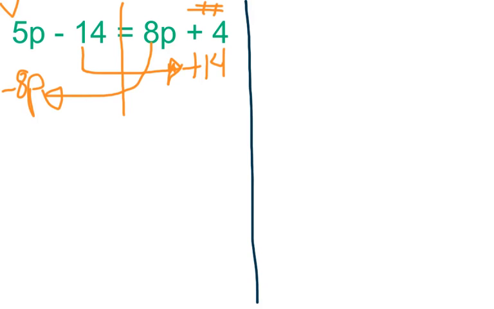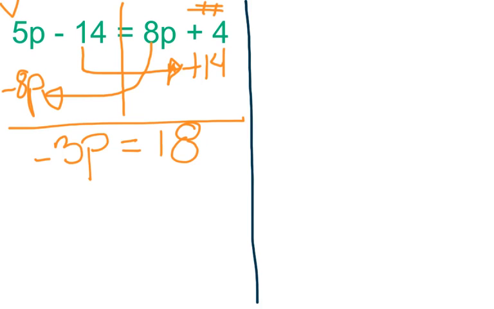And then we just combine our like terms. We cross the street, we're going to stick things together that go together. 5p minus 8p is negative 3p. And that's equal to, because we're still going to put our equal sign in the same place, 4 plus 14, which is 18. So we've done our first 2 steps. The first step was to distribute. There was nothing to distribute because we had no parentheses, and so we just moved forward. Our second step was to cross the street to get our like terms together.